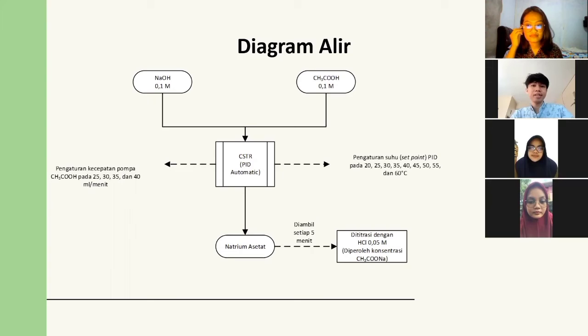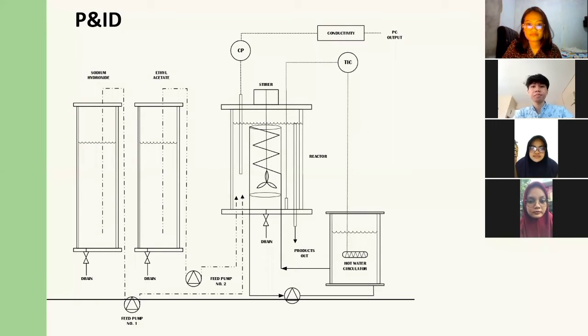Thank you, Anggi. Now I'll explain the PNID of the research. So there are two reactants, sodium hydroxide and ethyl acetate. The two reactants will be pumped into the reactor using their own pumps: sodium hydroxide with feed pump number 1 and ethyl acetate with feed pump number 2. To measure the sodium hydroxide and ethyl acetate flows separately, we add 1 point on the sodium hydroxide flow and 2 points on the ethyl acetate flow.